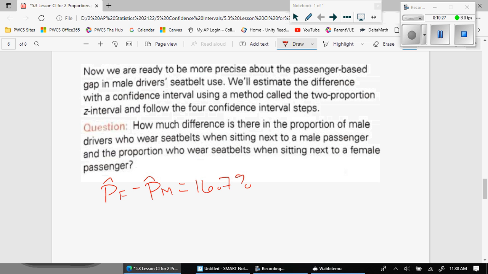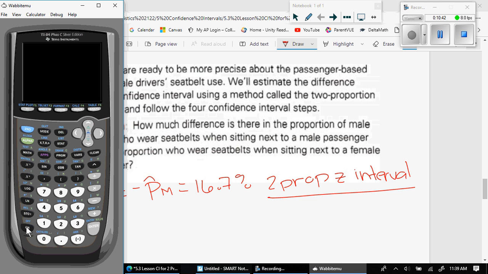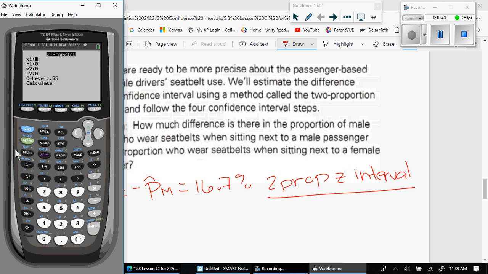So I'm going to go to my calculator, and I'm going to do a two proportion z interval. And you always want to write down what interval you're using, especially if you're using the calculator. So I'm already there, but I'll quit out and I'll do it again. I'm going to hit stat, tests. I'm going to go down to option B.